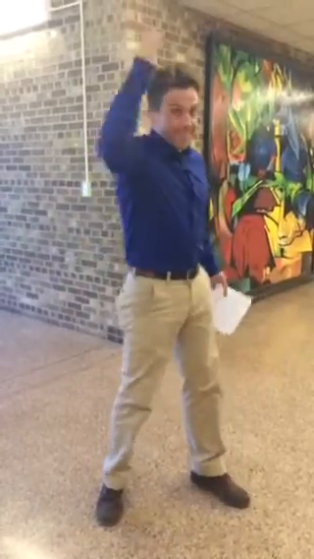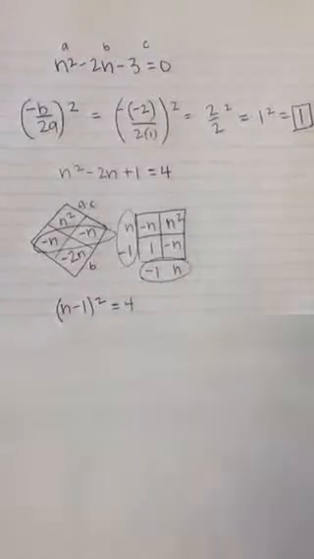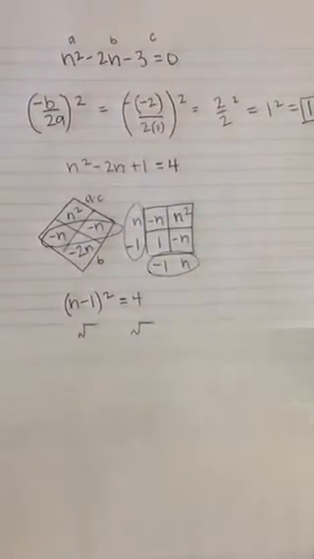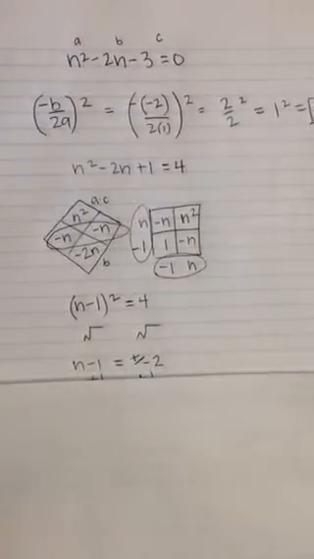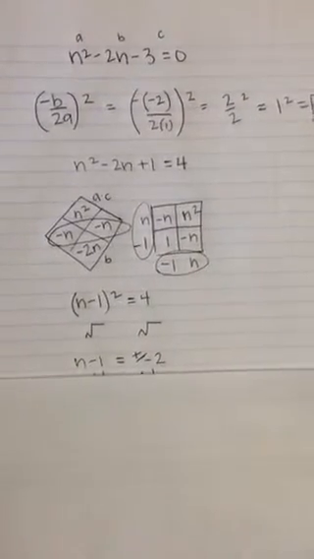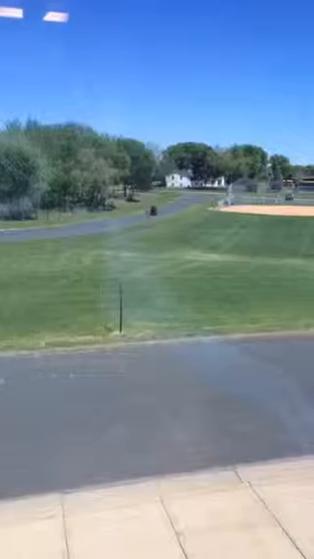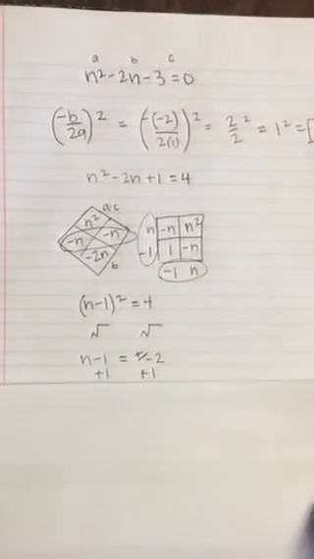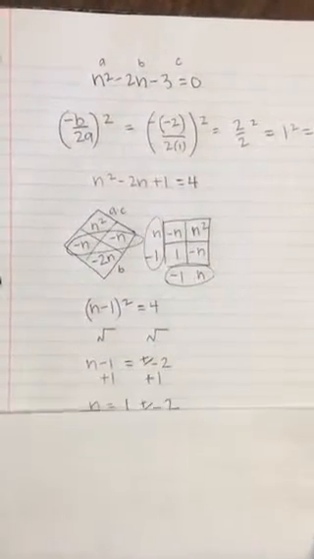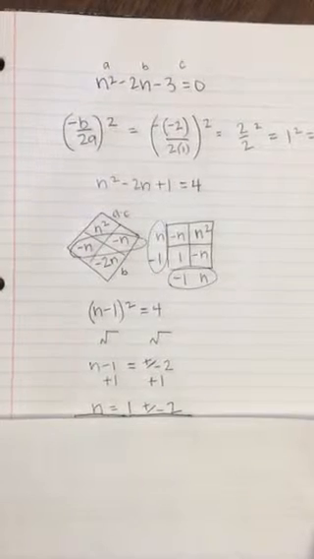It ain't over yet. Now, you have to get rid of the square sign on each side, so that means you have to square root each side of the equation, and then you'll be left with n minus 1 equals plus or minus 2. See me rolling, the hating. Then you have to get rid of the 1, so you're going to add 1 to each side, then you're going to be left with n equals 1 plus or minus 2.